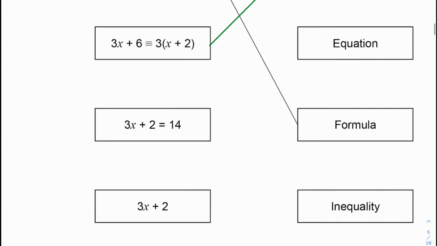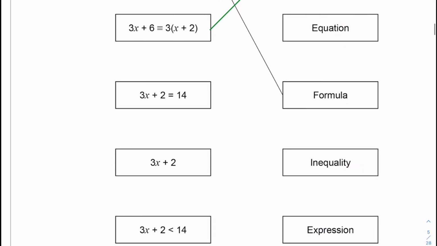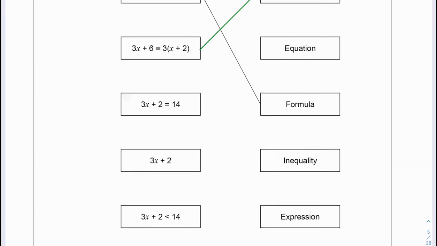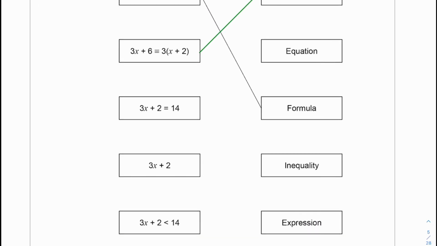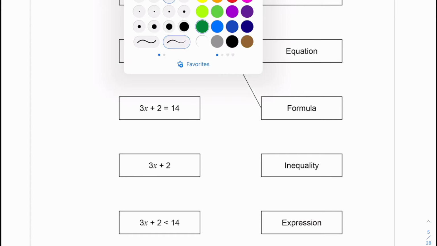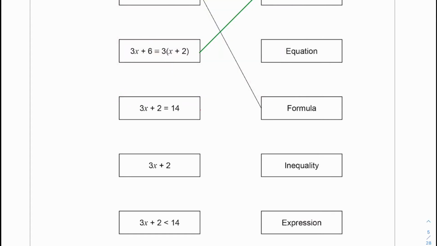Okay, next one. What we've got is 3x plus 2 equal to 14. So this can be solved to find out what x is. So this is classed as an equation. Okay, so we can join these up. I'll just use a different colour.